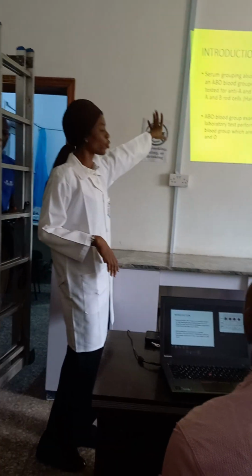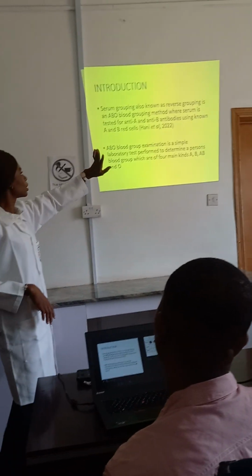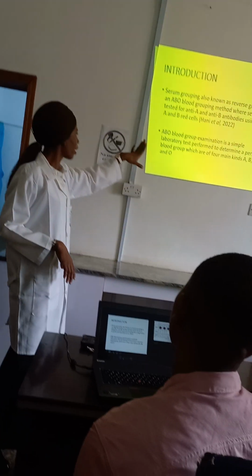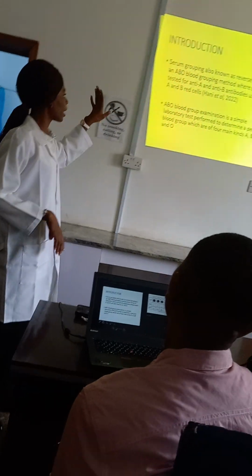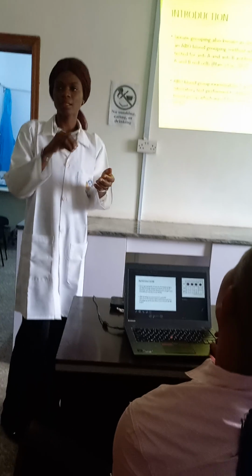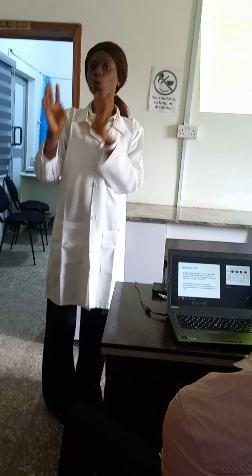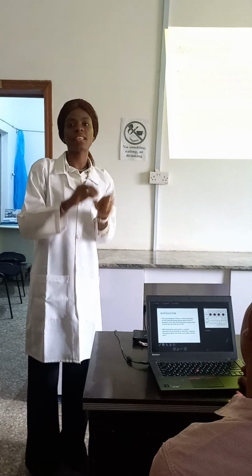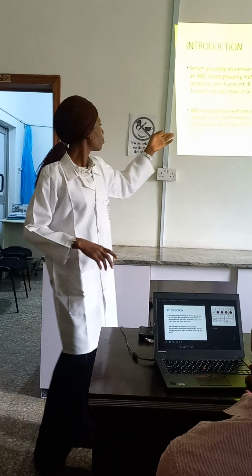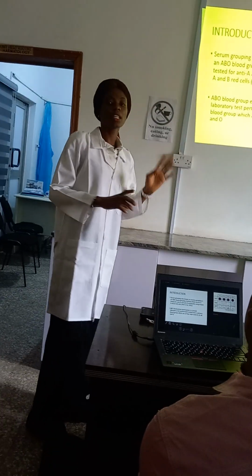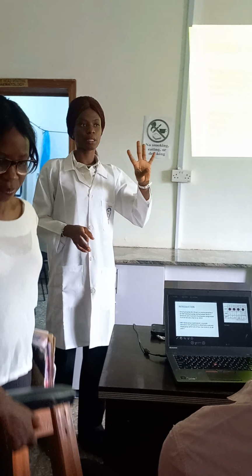In the course of this study, I'll be focusing on serum grouping. Serum grouping, also known as reverse grouping, is an ABO blood grouping method where serum is tested for anti-A and anti-B antibodies using known A and B red cells. Here, what we are trying to say is very simple. Instead of using cells like the red cells, we are now using serums to test against known A and B red cells. ABO blood group examination is a simple laboratory test performed to determine a person's blood group of 4 kinds. In the ABO blood grouping system, we have 4 major groupings. We have the A, the B, the AB, and the O.